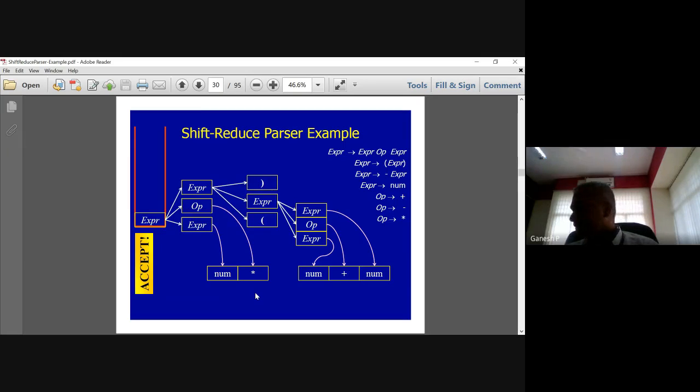Okay. So this is about the shift reduce parser. Any doubts here? Do you want me to repeat once again? Are you able to understand? Shift reduce parser. Fine. I will stop here.